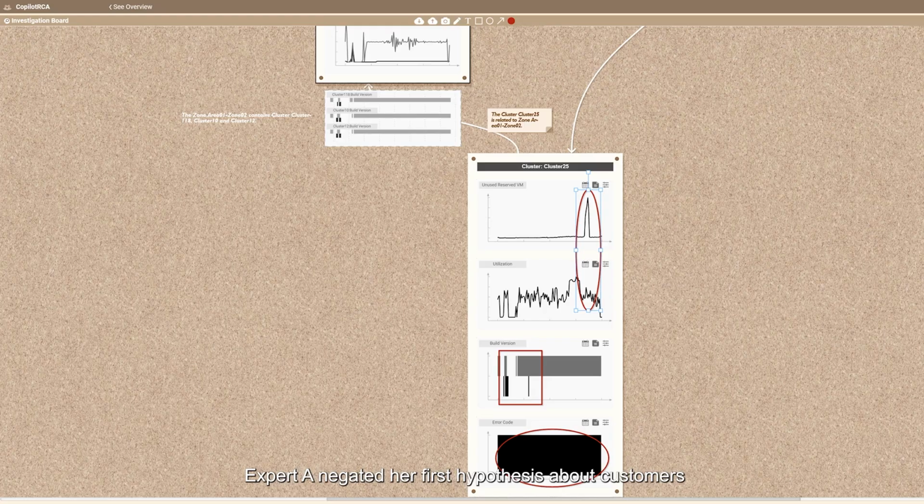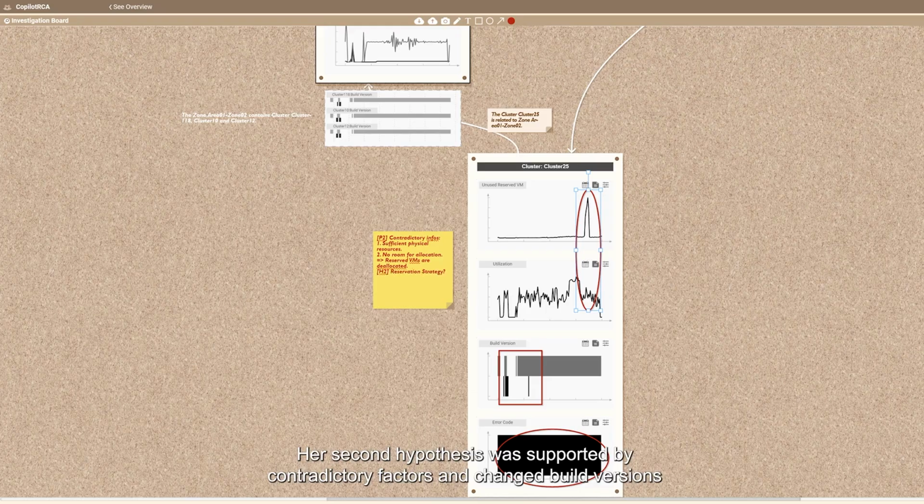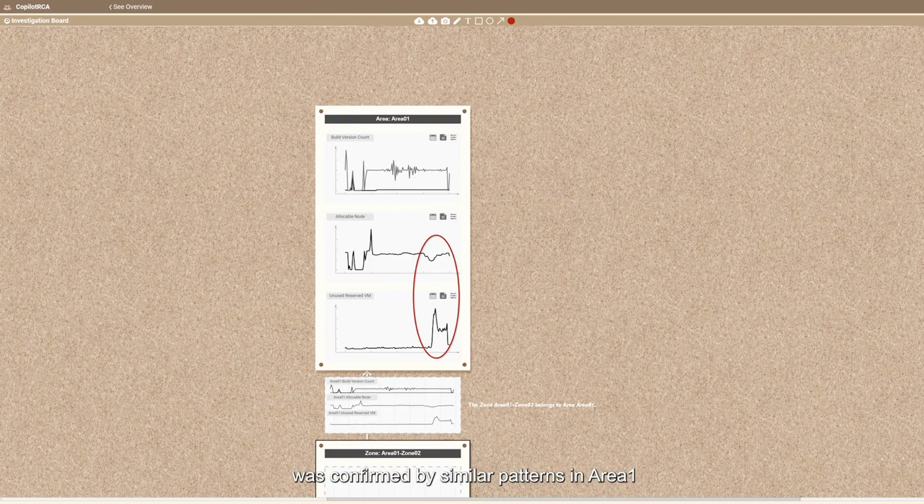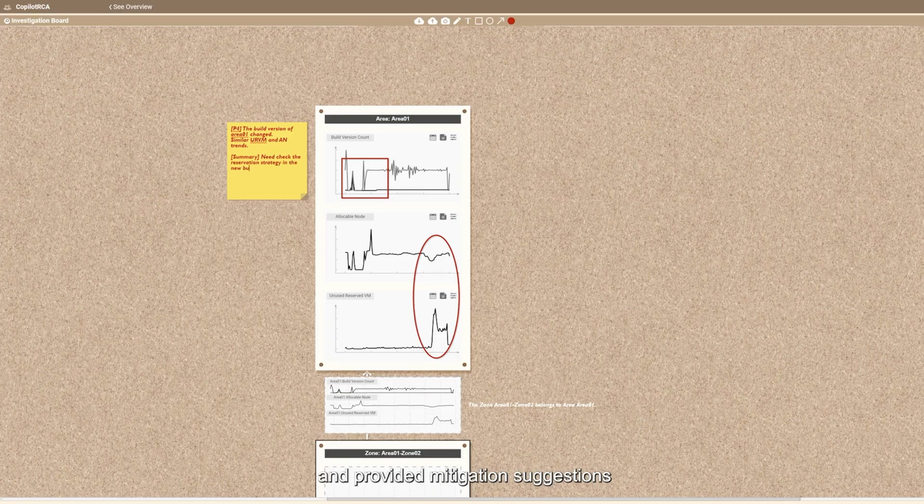Expert A negated her first hypothesis about customers due to the mismatching error code. Her second hypothesis was supported by contradictory factors and changed build versions, while her third inference about influence range was confirmed by similar patterns in Area 1. Finally, she summarized the true root causes and provided mitigation suggestions. Expert A exported the investigation process as an image and posted it on the discussion board to report the incidents and the process of root cause analysis.